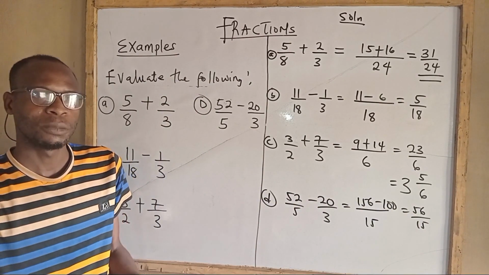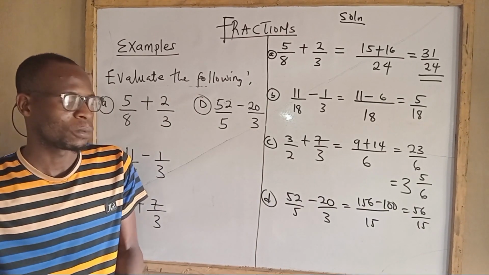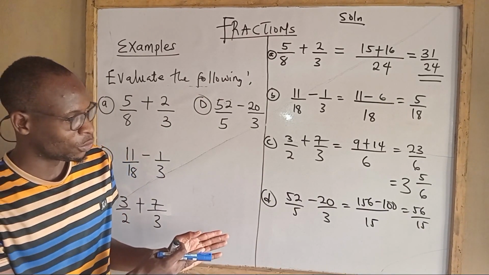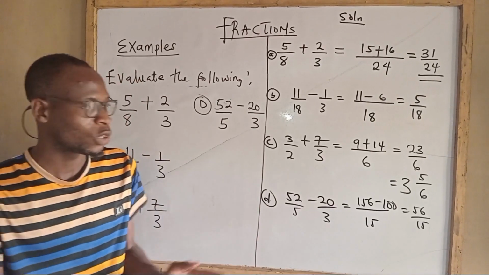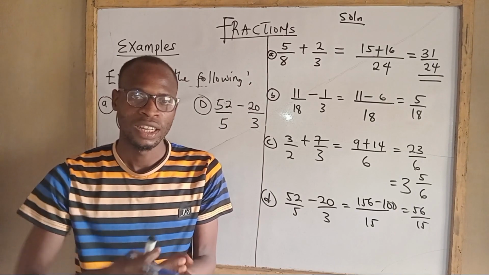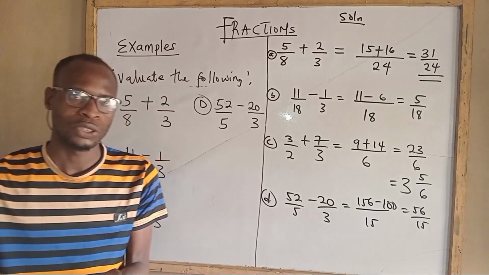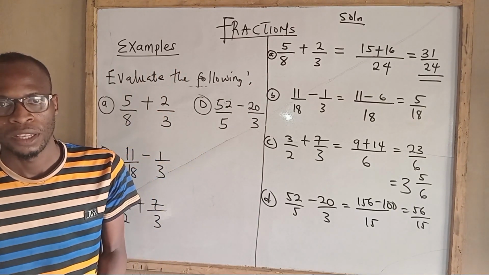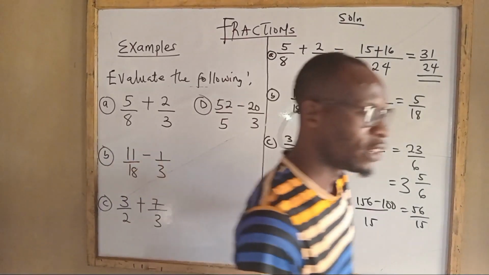So whether you add improper fractions together or subtract improper fractions, the result is an improper fraction. But for proper fractions, when you add them together, the result can be either a proper fraction or an improper fraction. So that will mark the end of today's class.